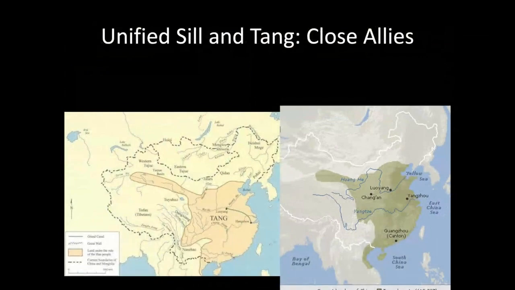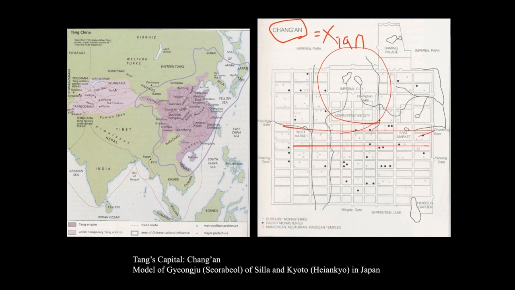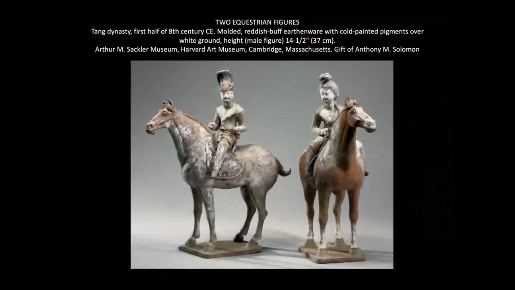So unified Silla, like any other Asian countries, wanted to replicate the glamour of Chang'an. Chang'an is current Xi'an in China, and that was the capital of Tang Dynasty. So it had an imperial city. They have a grid pattern, nice big avenues. They had West Market and East Market, and then they had Buddhist monasteries, numerous Buddhist temples in the middle of the city. So Gyeongju is replicating Chang'an.